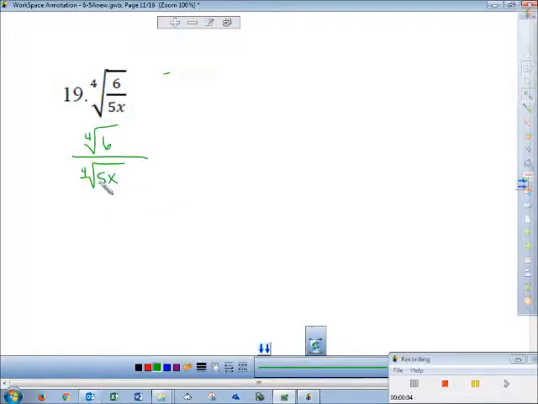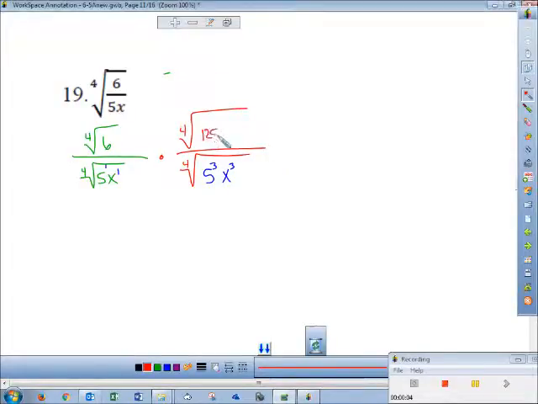And on your list of perfect fourths, there is no perfect fourth that goes into 5 evenly, so you're just going to say, all right, I need to rationalize you, and go one nugget at a time. The 5. 5's not a perfect fourth, it's not a perfect cube, it's not a perfect square, it's not a perfect anything. So you've got a 5 to the first. How many more base 5s do I need to get to this index number? 3 of them. X, I've got x to the first, so I need 3 more of those. And what will I put upstairs? Whatever this is, 125, and I'll put the x cubed up there also.